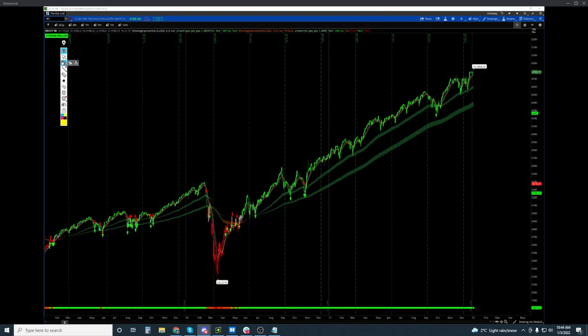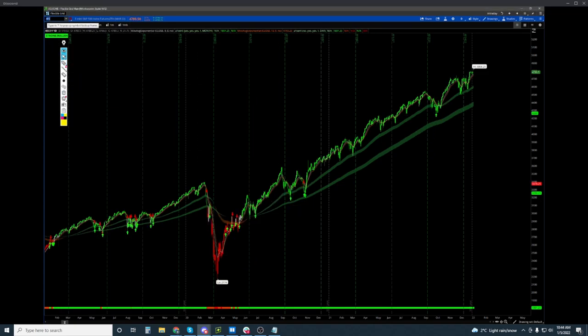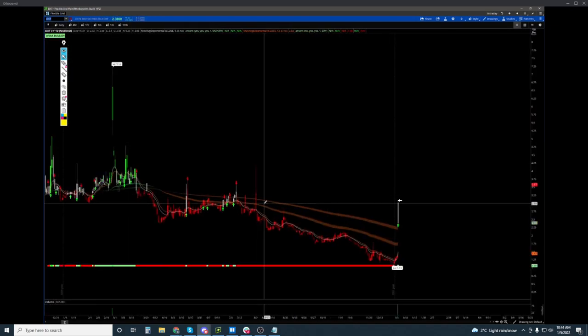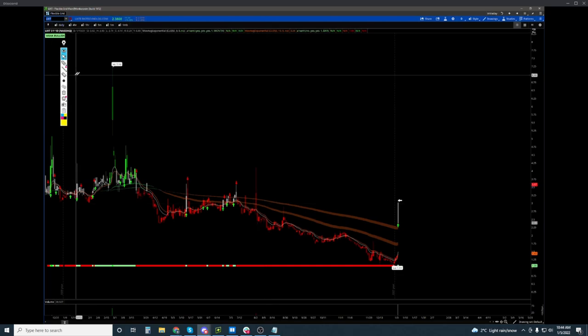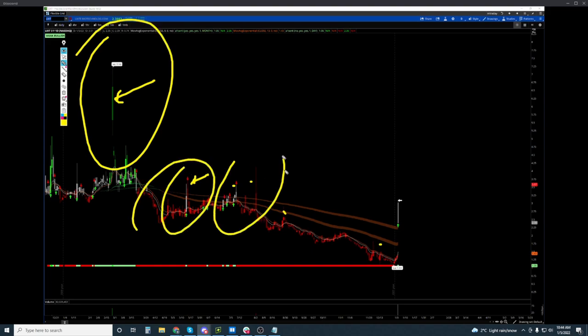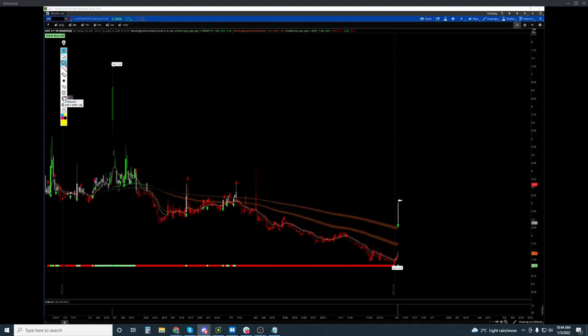Now, if I look at LIXT, this is what it's been doing today. It traded the highest volume ever. We can see that it's a stock that has multiple extensions, 1, 2, 3, 4, 5, 6, each time faded. So it means that it's a stock that gives back on the same day. Even if it gaps up, we have history of closing red on the day.